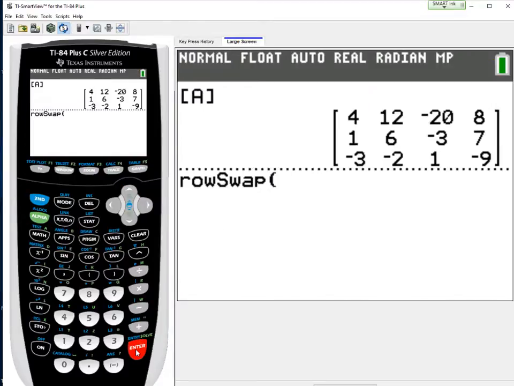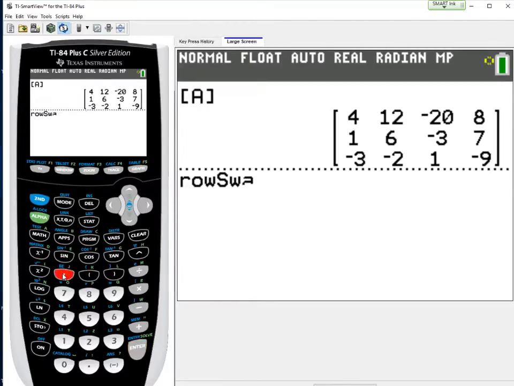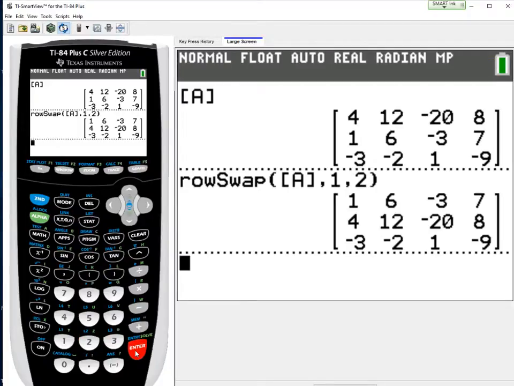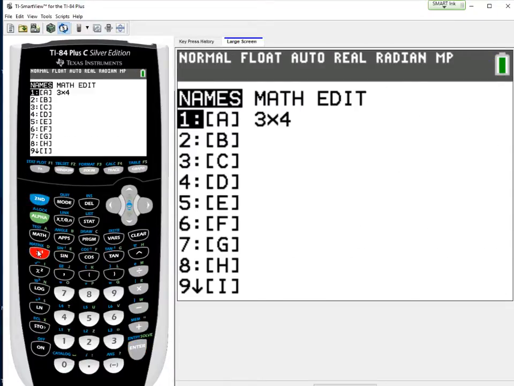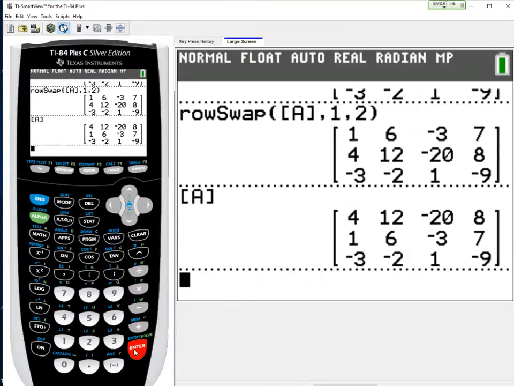To do a row swap, I have to tell it the matrix first, so it knows which matrix to go to. So I'm going to go matrix A. Here's my names. And I'm going to say swap row 1 with row 2. Correct? And if I hit enter, it'll do that for me. See that? But I want you to look at something. If I recall matrix A again, it's still the original matrix.